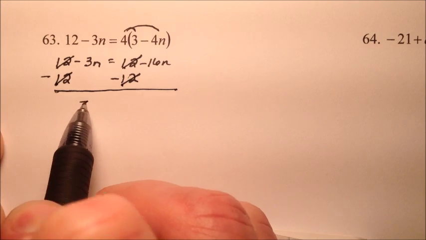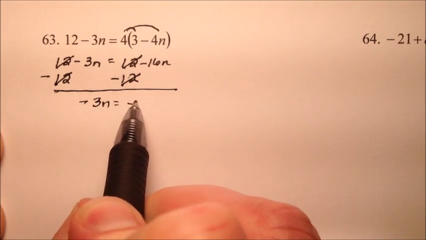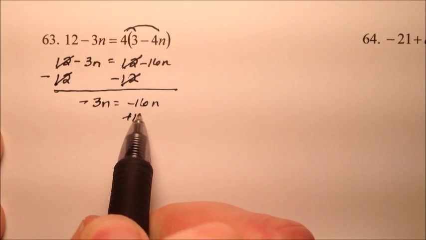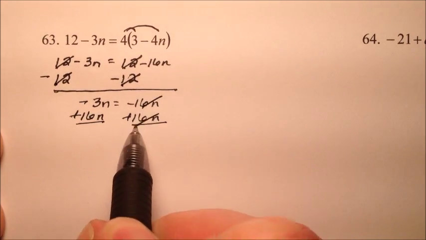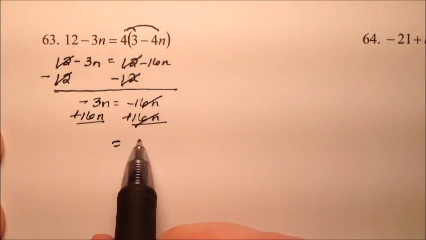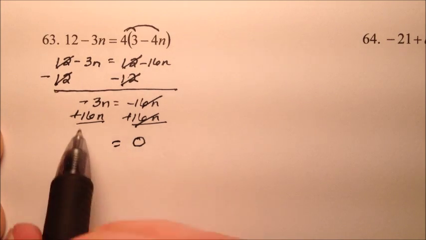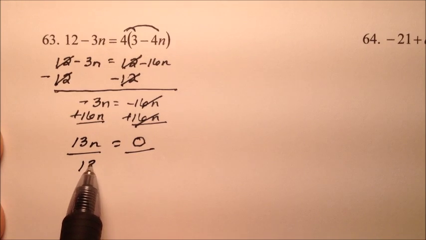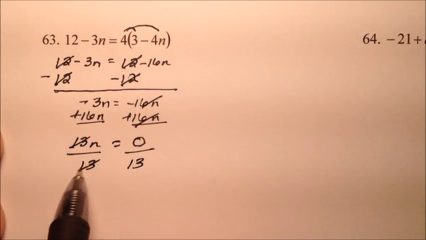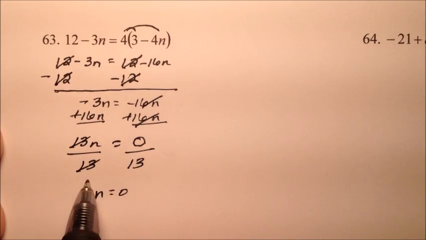So what we're left with is -3n equals -16n. If we add 16n to both sides, they cancel from the right, giving us just a 0. And then over here on the left, they'll give us 13n. So when we divide both sides by 13, n equals 0.